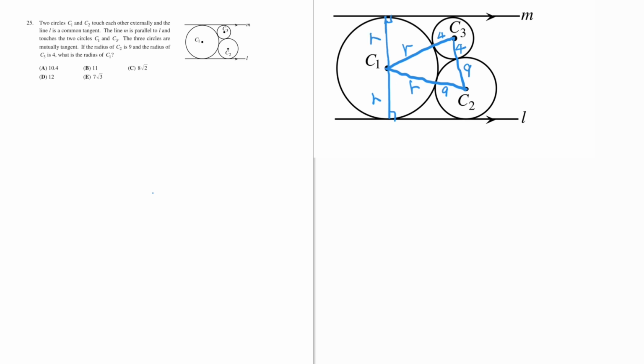And also, we draw another line from C2 perpendicular to the C1 diameter. And from C3 we draw another perpendicular line. Then we extend this from C3 to that, and from C2 we do another perpendicular line. Now we have a right triangle. Hopefully we can solve the problem.